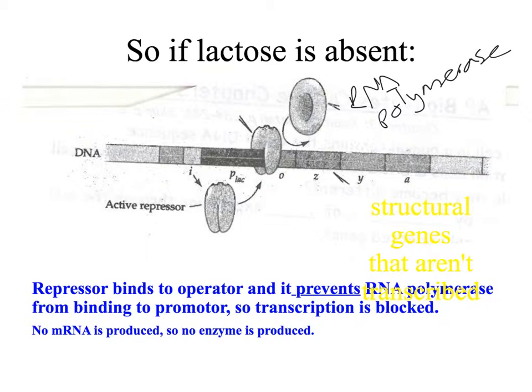It wants to go to the operator and to the promoter and be able to transcribe these genes Z, Y, and A, which make those enzymes. However, when lactose is not there, this repressor is going to bind to the operator. When it binds to the operator, RNA polymerase cannot bind to the promoter. It cannot move to the operator, and it cannot do transcription. Transcription ends up being blocked.